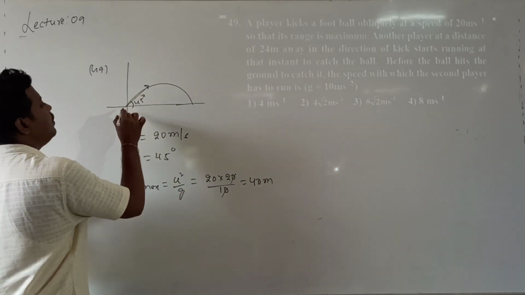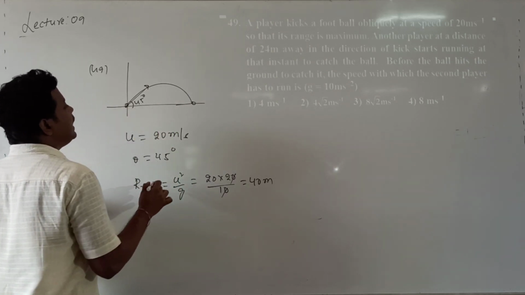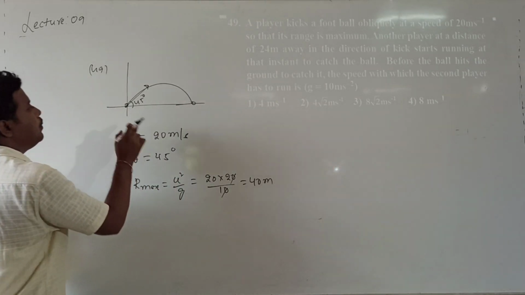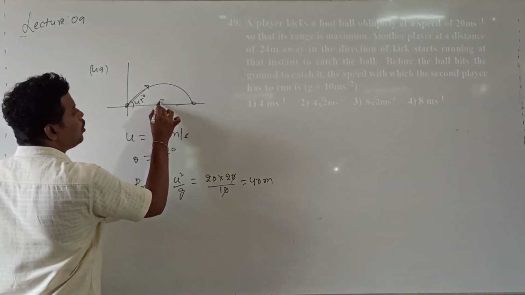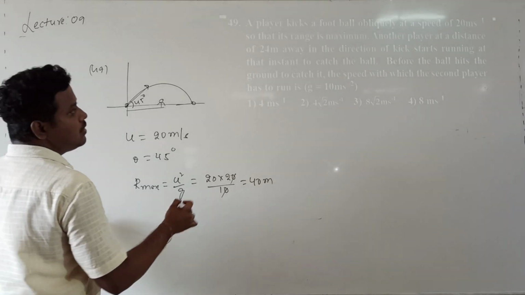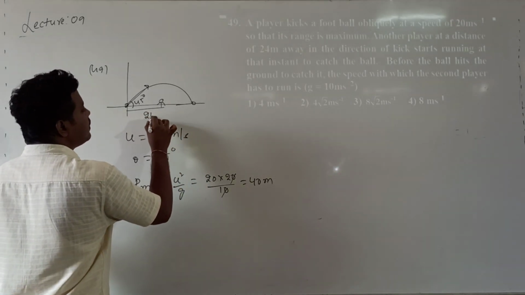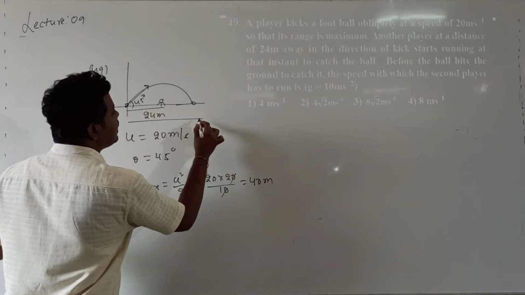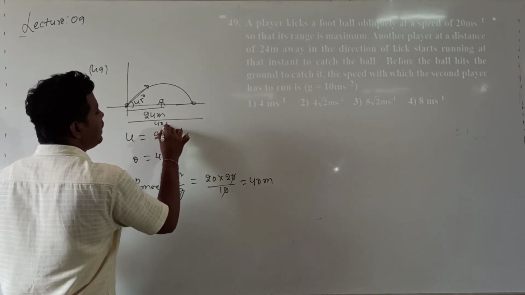So where will the ball fall down? The ball will fall down at a distance of 40 meters from the point of kicking. Now here one more player was there. This player's distance from the point of kicking is given as 24 meters. What is the total distance value? This is 40 meters.